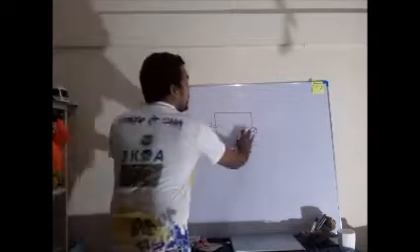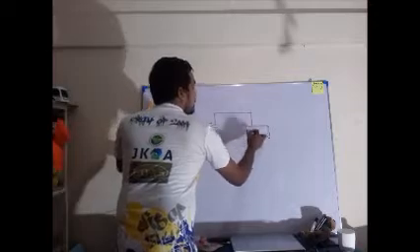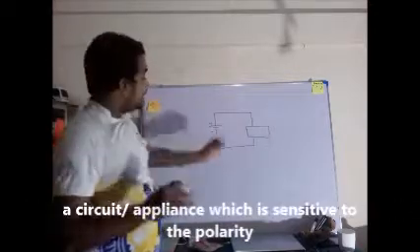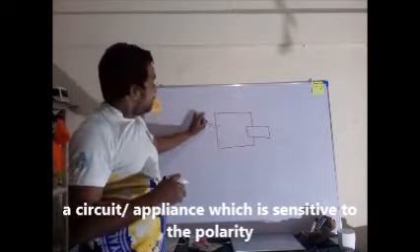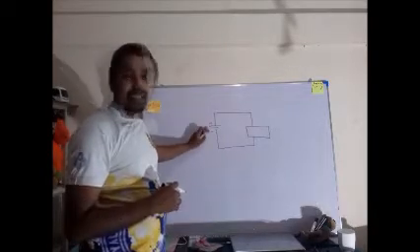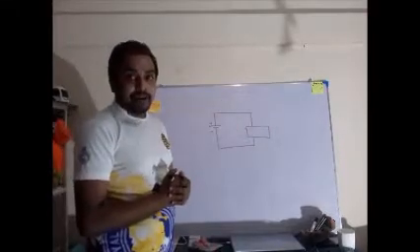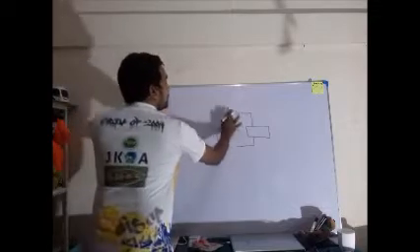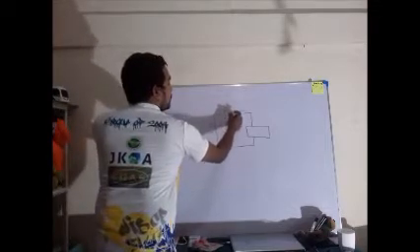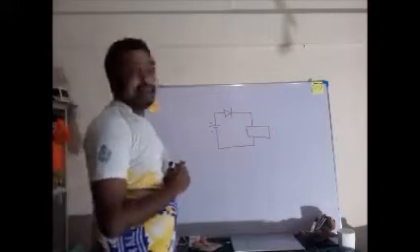But if you use another circuit which is sensitive to the polarity of the dry cells, and the positive and negative are interchanged, what will happen? You will lose the equipment that you have bought. In order to prevent that trouble, we use a PN junction diode like this.